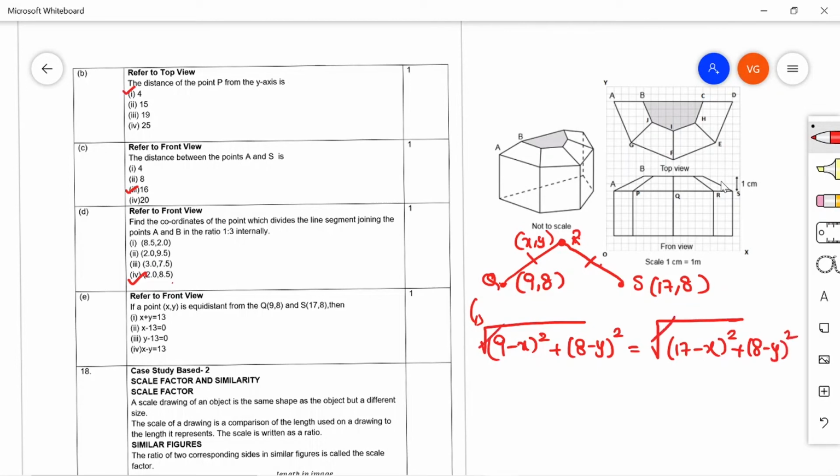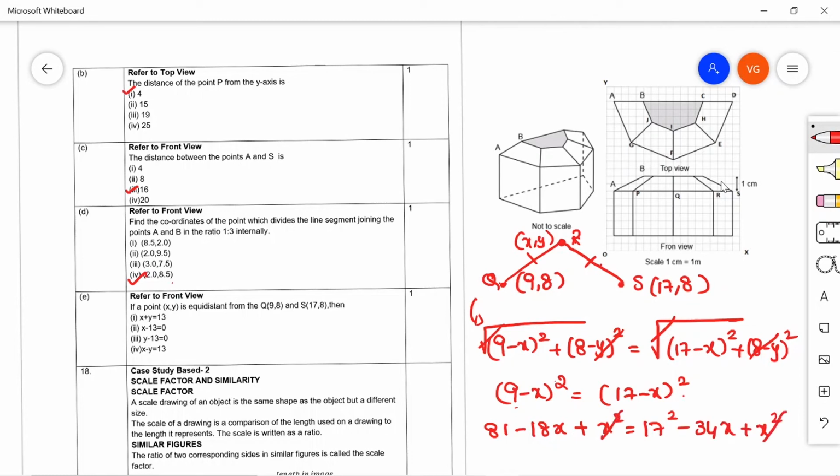The square root will get cancelled, and this (8 minus y) will get cancelled. So what I am getting is (9 minus x) whole square is equal to (17 minus x) whole square. Solve this one. You will get 81, using the (a minus b) whole square formula, minus 18x plus x square, is equal to 17 square minus 34x plus x square. The x square will get cancelled.